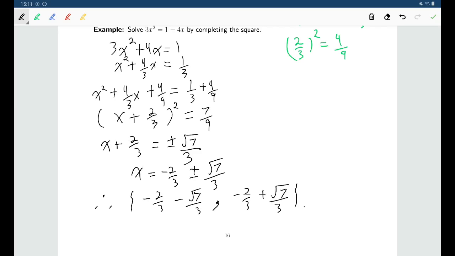The one thing that you could do if you felt like it, and it doesn't really make this any better or any worse, would be to combine these two terms. So for example, instead of negative 2/3 plus root 7 over 3, you could say, well, really, that could be written all as one big fraction, all over 3. Negative 2 plus root 7, all over 3. And you could do the same thing with the first solution as well. You could say, well, instead of two fractions, it's really just one big fraction all over 3.